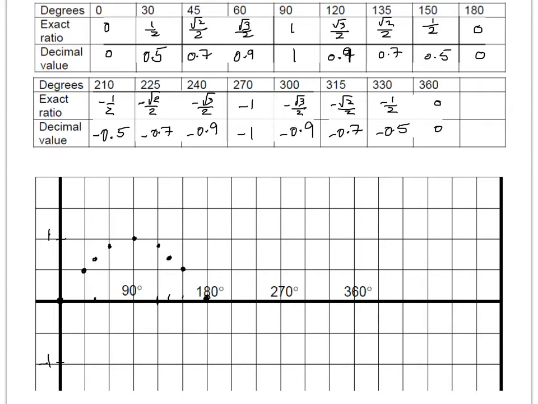Now, if we continue, we are going to duplicate the same curve that we have so far. So this means that 270, if you look at the table, is going to be negative 1, which is going to be here. And 360 is going to be here. And the intermediate points are going to be exactly the same thing. So we're going to get a curve like the following.